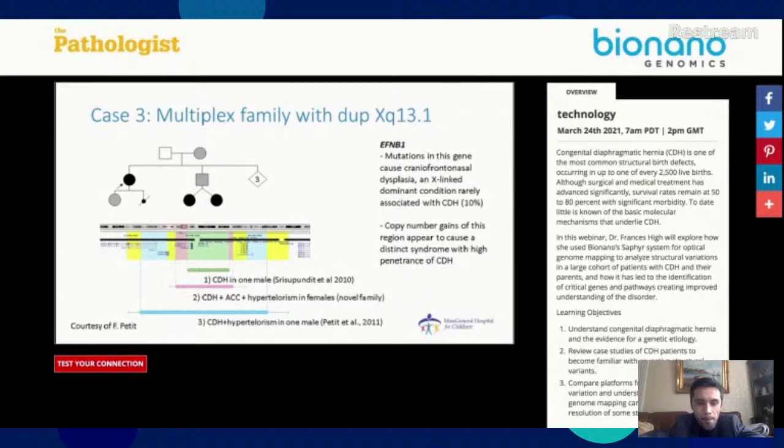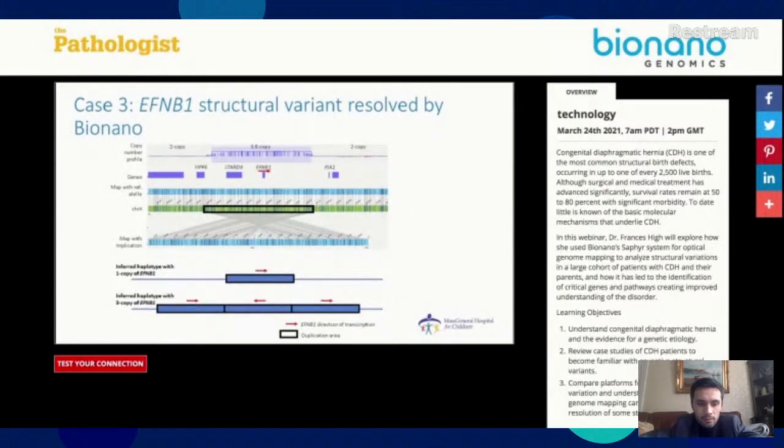This is an interesting gene. Mutations in this gene cause craniofrontonasal dysplasia, which is an X-linked dominant condition that is rarely associated with CDH. About 10% of patients with mutations, so loss of function mutations in this gene, have CDH. But this family, as well as two other families that have been described, show copy number gains of this region that appear to cause a distinct syndrome, different from craniofrontonasal dysplasia, and these families have a high penetrance of CDH. So we wanted to study this rearrangement in more detail.